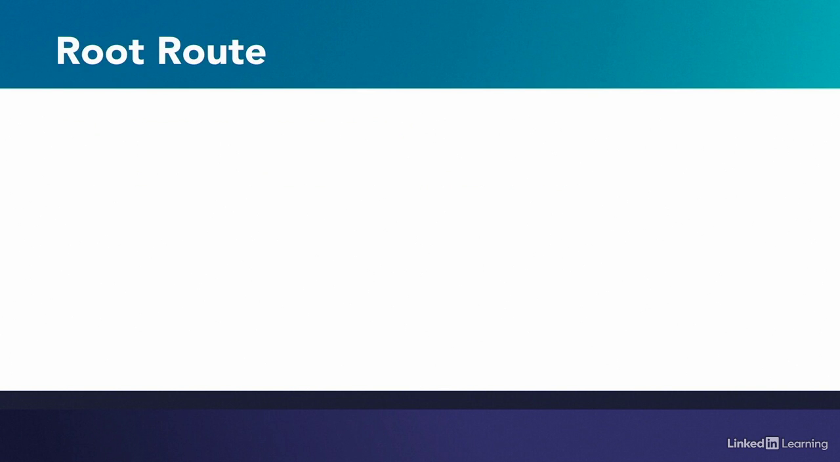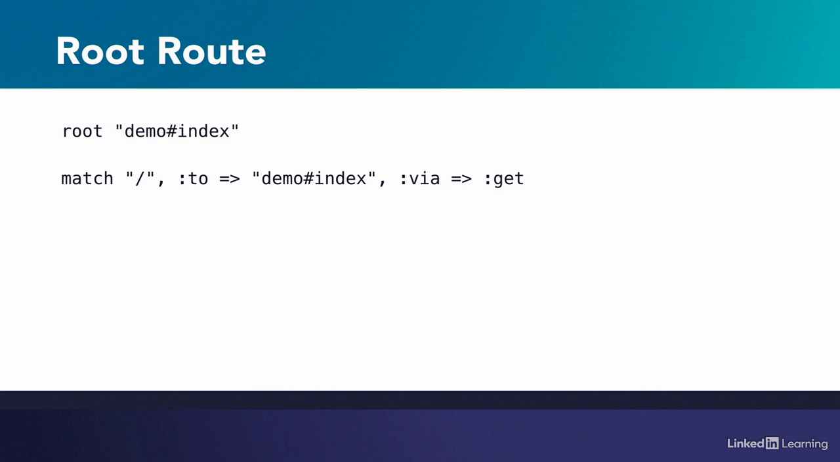The third type of route is the root route, and it only has one purpose: to route a request to the root of the application when no controller or action is specified. You can think of it like the route that sets the home page of your app. Usually you put it at the very top of your routes file, and it looks like this. You just do root and then the string that says where you want to match it to: demo#index. You can also write out the longer way, which is match, empty string. When we're asking for something that's just the root of the website, send it to this location. In this case, the demo controller and the index action using the GET request. This is a route you'll want to define in every single one of your projects.